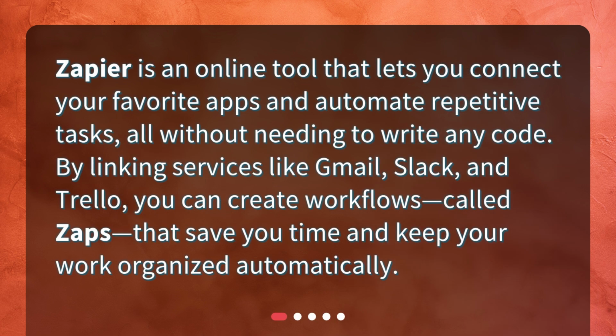What is Zapier? Zapier is an online tool that lets you connect your favorite apps and automate repetitive tasks, all without needing to write any code. By linking services like Gmail, Slack, and Trello, you can create workflows called Zaps that save you time and keep your work organized automatically.